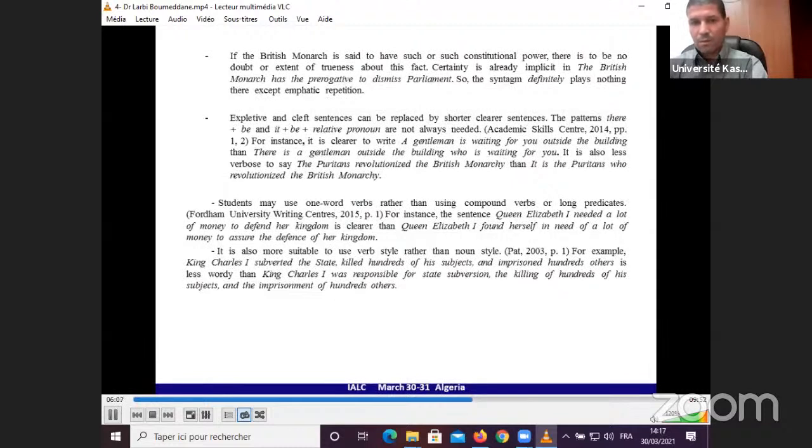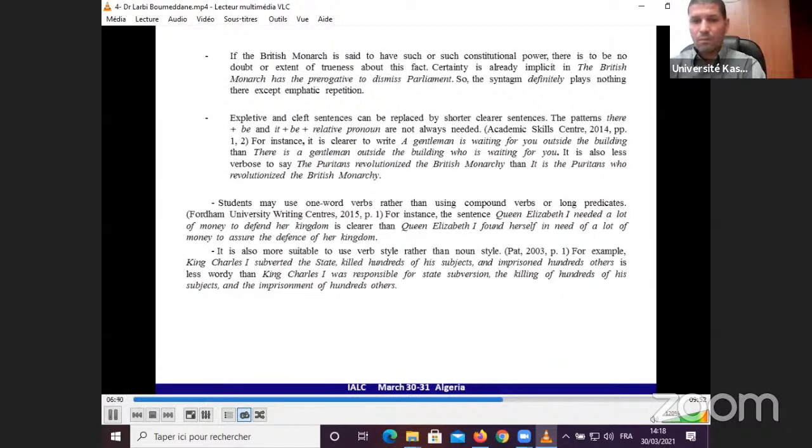Certainty is already implicit in the British model, which has a prerequisite of British experience. It's not that it's absent; it must be present. And I'm also receiving a note that a gentleman is waiting for you outside.